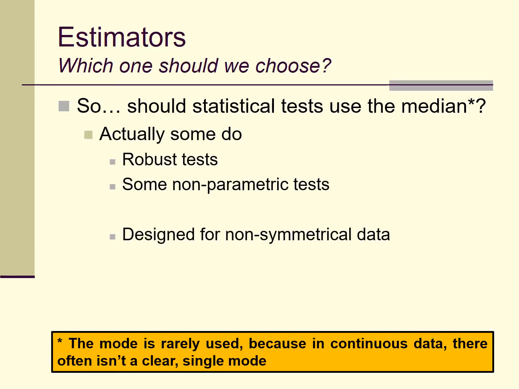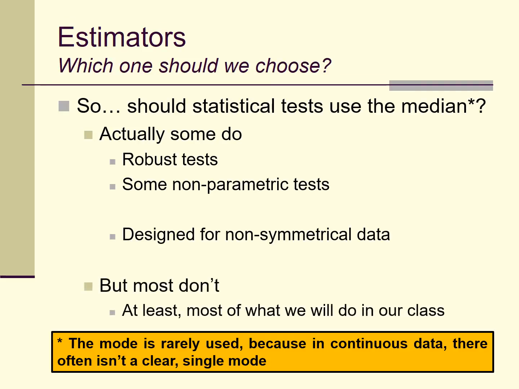Well, in a way it's a bad question, or at least the way I phrased it is a bad question, because there are some statistical tests which do use the median. Some so-called robust tests make use of the median. There are some non-parametric tests that use the median. These are tests which are designed often expressly to deal with situations in which data is non-symmetrical, especially when it's not normally distributed, when it's skewed or shifted to one side or the other. But again, most of the tests that I'm most familiar with and that you're most familiar with do in fact use the mean, and they're the tests that we're going to focus on most in this class.